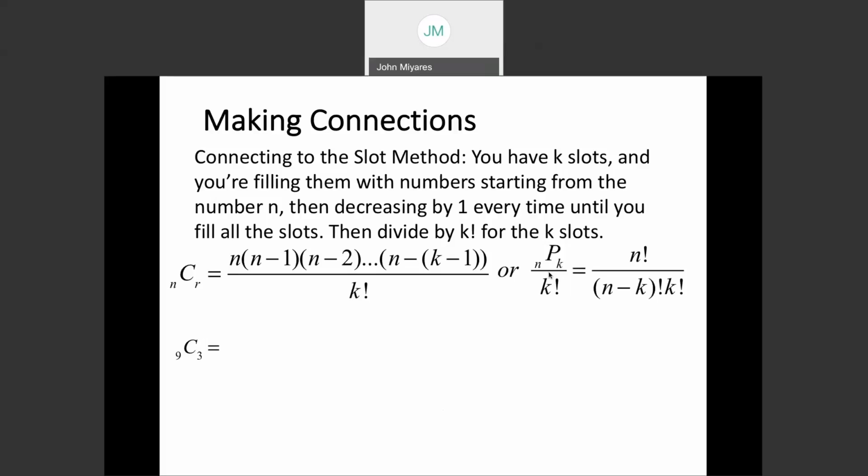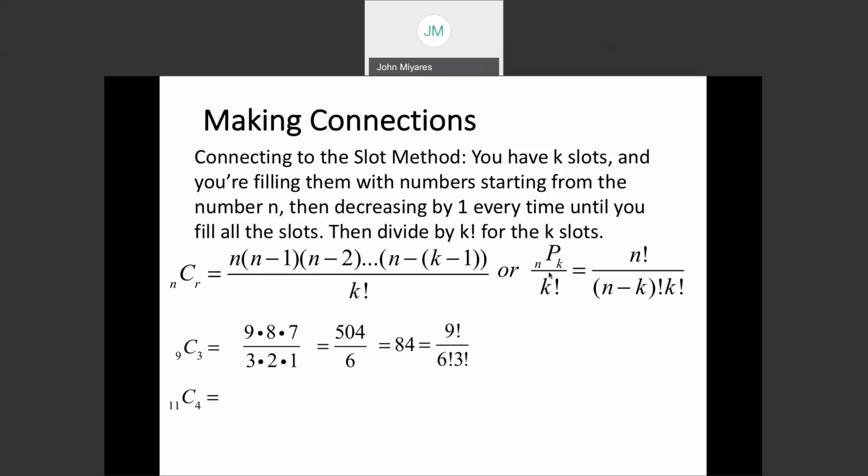Let's look at a few of these. If I wanted to calculate 9C3, which would be from a group of 9 things, choosing 3 for something where the order doesn't matter, we can multiply it out by using the slots to get 9 times 8 times 7, and then divide by 3 times 2 times 1, which will be 504 divided by 6, which is 84. You can also compute this as 9 factorial over 6 factorial and 3 factorial to get the same result.